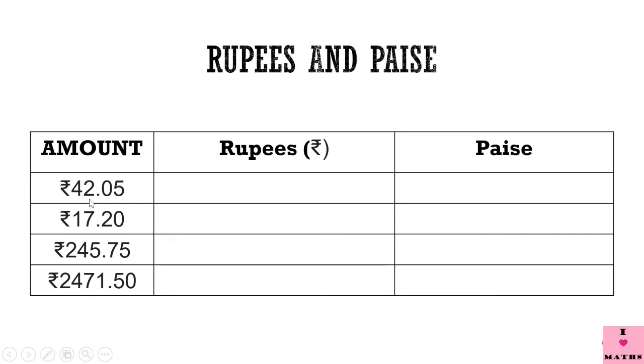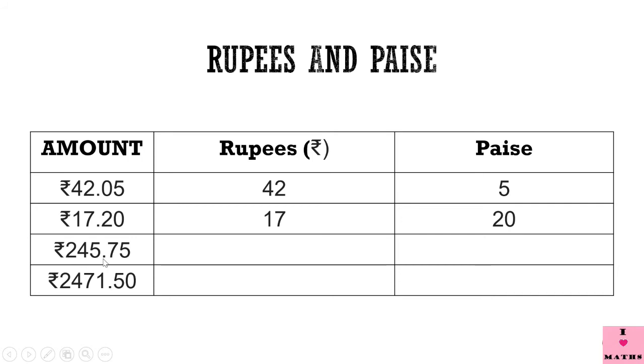The number which is there, it is the rupees. And on the right hand side, the number which is there is paisa. So if this amount is written, it means 42 rupees and 5 paisa. Because 05 means 5 paisa. Come to this, rupees 17.20. It means 17 rupees and 20 paise.